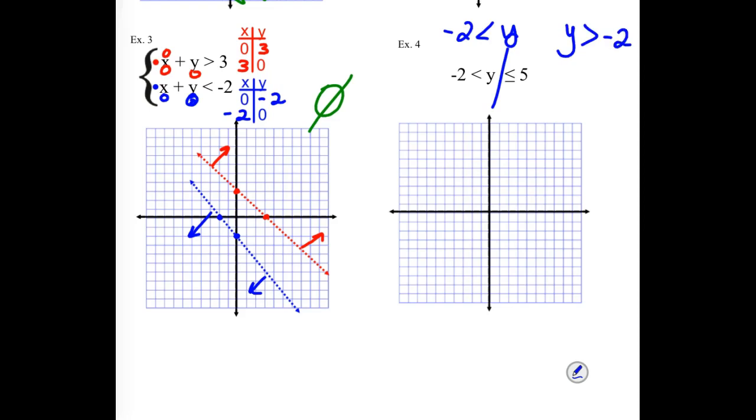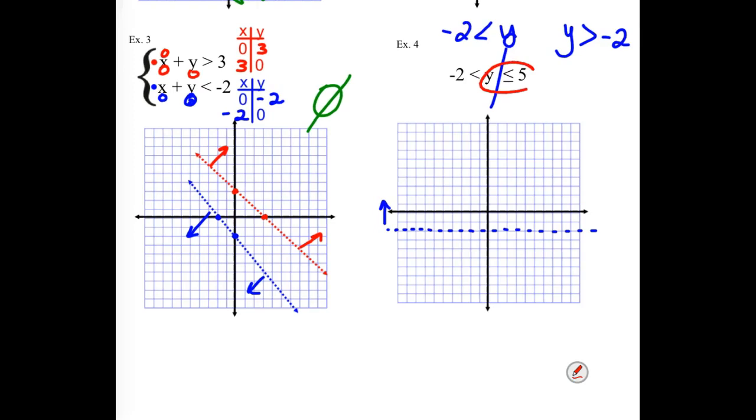So if we think about that in terms of horizontal and vertical lines, y being greater than -2, we have a horizontal line at -2. It would be dotted. And we want y to be greater than that, so we would be moving upward. If we look at the second half of it, we're saying y has to be less than or equal to 5. So that would be a solid line up at 5, and we want y to be smaller than that, so we would be moving downward. So the effect of that is that our overlapping region would be all the space in between those two.